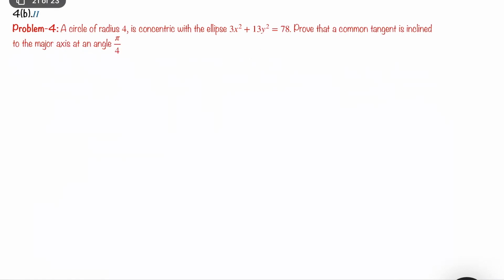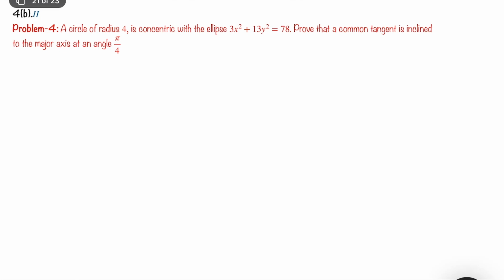Next, problem 4 from section 2 of the exercise 4b. A circle of radius 4 is concentric with an ellipse 3x square plus 13y square equal to 78. Prove that common tangent is inclined to the major axis at an angle pi by 4. Here we are to show that common tangent to this ellipse and given circle, which are concentric, will be making angle pi by 4 with a major axis of the ellipse.